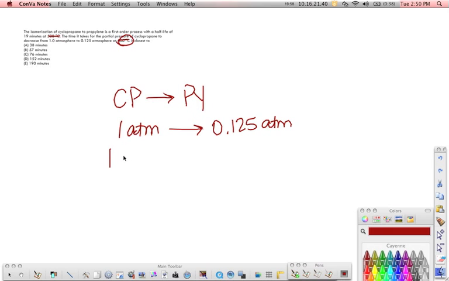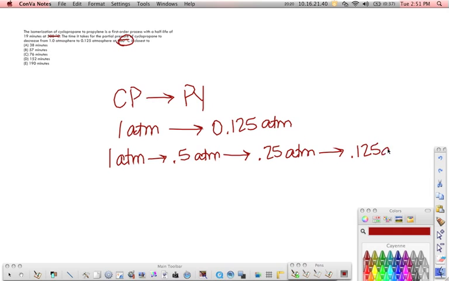So that means after 19 minutes, we went from 1 atmosphere to 0.5 atmospheres. Because half of the moles of cyclopropane have decomposed, which means half of the pressure is going to be gone. After another half-life, we're at 0.25 atmospheres. And after a third half-life, we're at 0.125 atmospheres, just each time dividing it in half. So at this point, we match. So we've had 1, 2, 3 half-lives. If each half-life is 19 minutes, multiply that by the 3 half-lives we had, and we end up with 57 minutes, or that one.